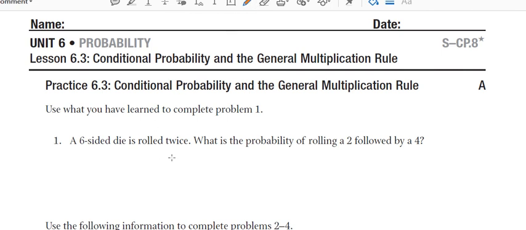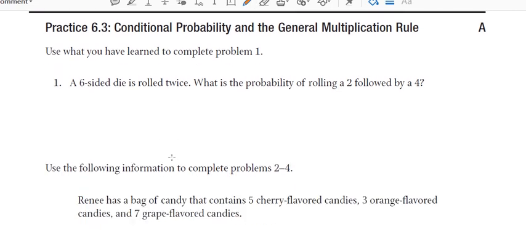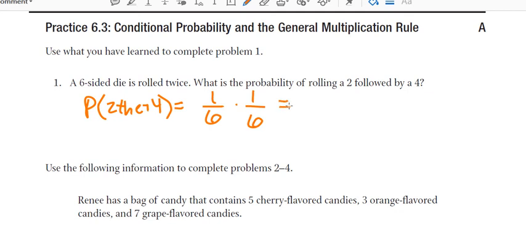So first one, it says a six-sided die is rolled twice. What's the probability of rolling a two followed by a four? So you take a die, you roll it two times, a two and a four. So these events are not related. What you get the first time has no effect on what you get the second time. So the probability of a 2, then a 4. Well, the probability of getting a 2 is 1 out of 6, and the probability of getting a 4 is 1 out of 6. So the probability of getting a 2 followed by a 4 is 1 out of 36.